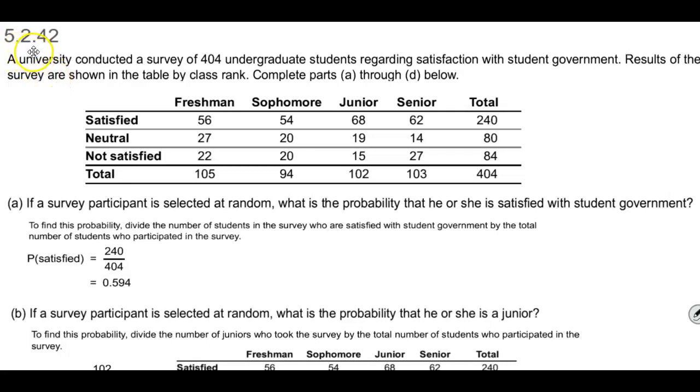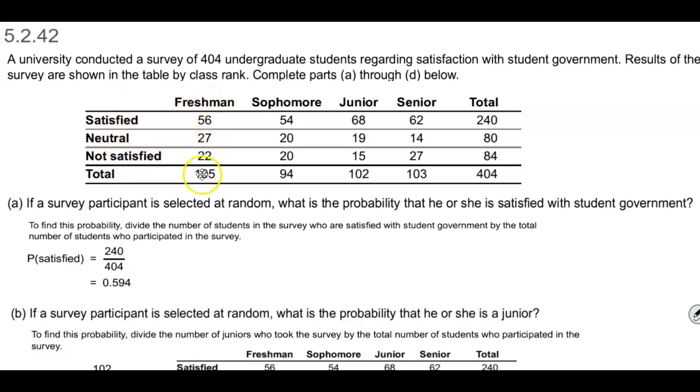In section 5.2.42, a university conducted a survey of 404 undergraduate students regarding satisfaction with student government. Results of the survey are shown in the table by class rank, and we're going to complete part A through D below. So you have freshman, sophomore, junior, senior, and then satisfied, neutral, and not satisfied.